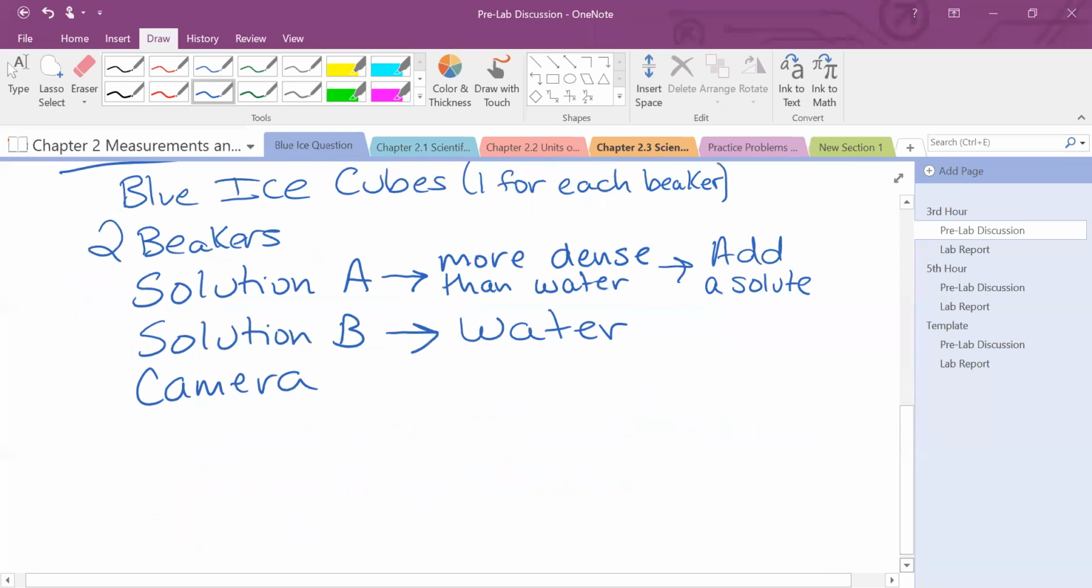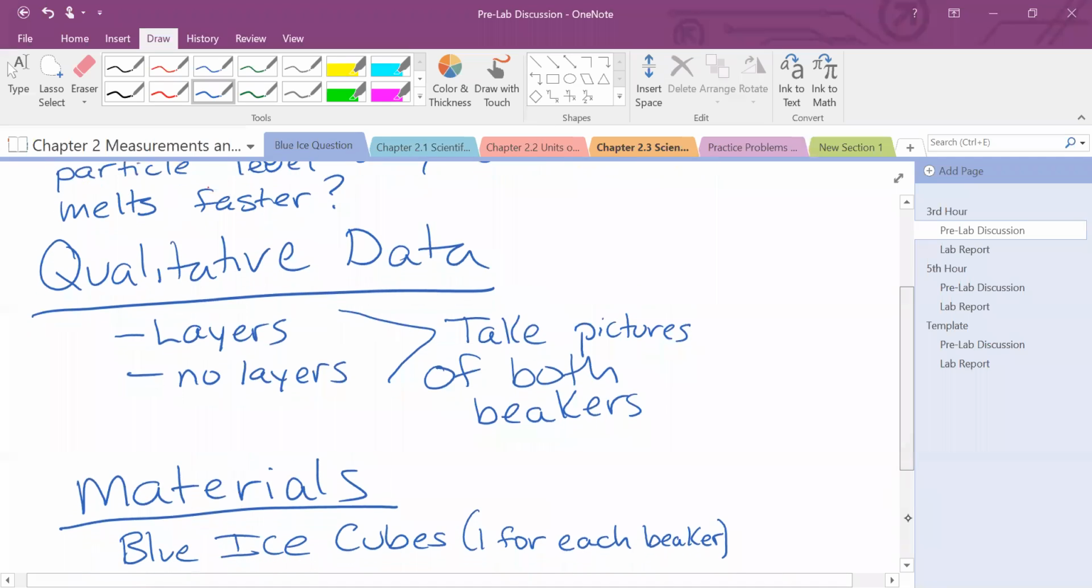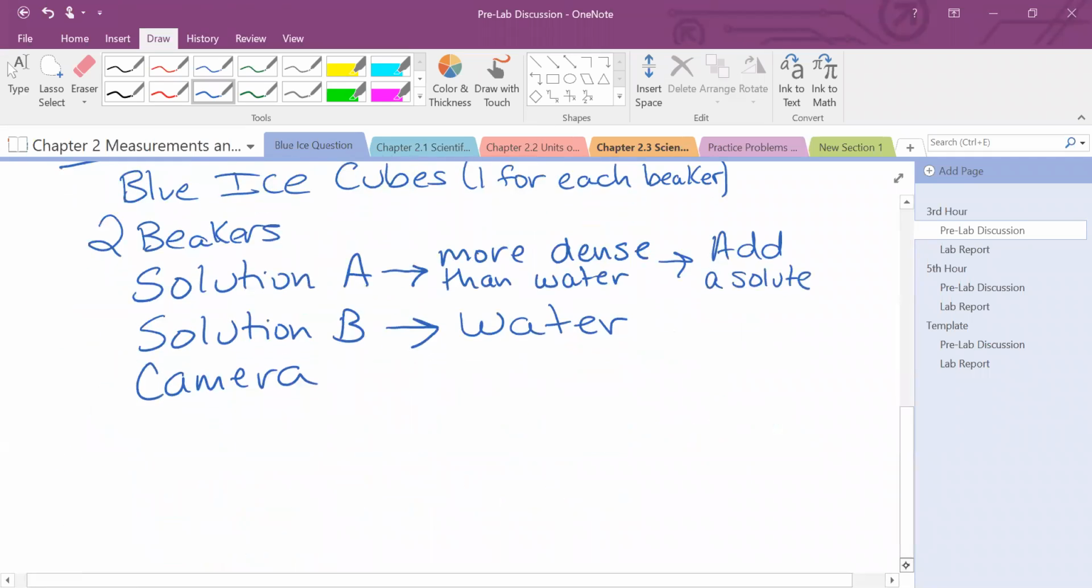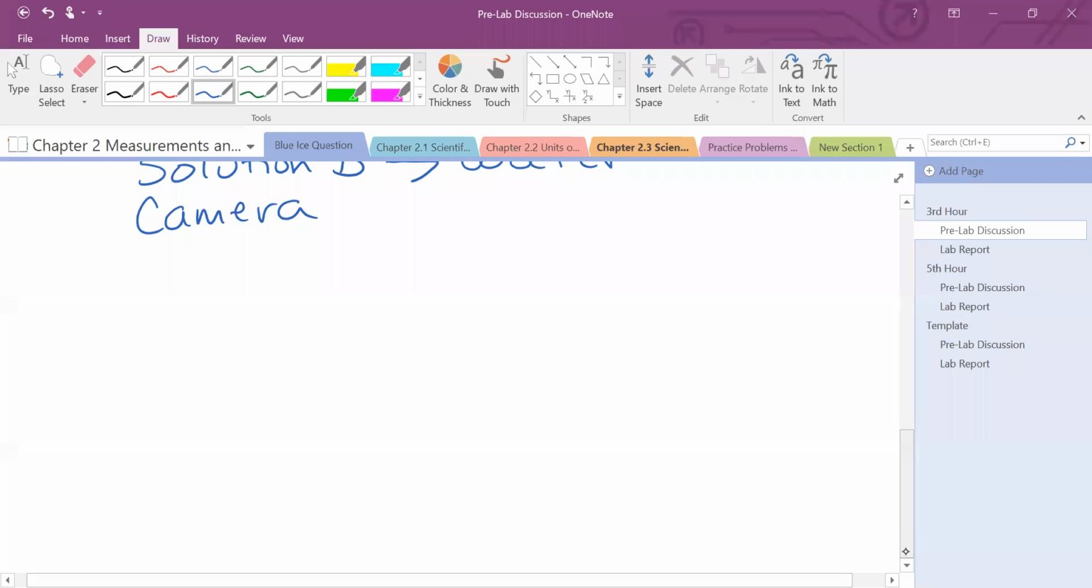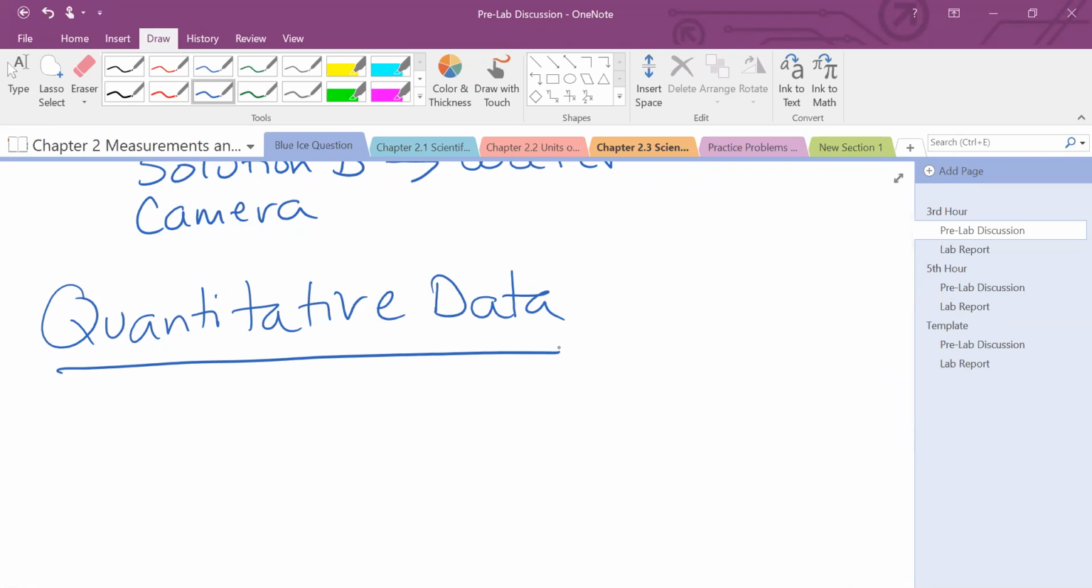Let's talk about the next type of data, which you guys already posted, is quantitative data. So the other type, and I saw all you guys posted, is quantitative data. So quantitative data involves numbers. So what do we need? What numbers do we need to answer our question? Why does one ice cube melt faster than the other at the particle level?